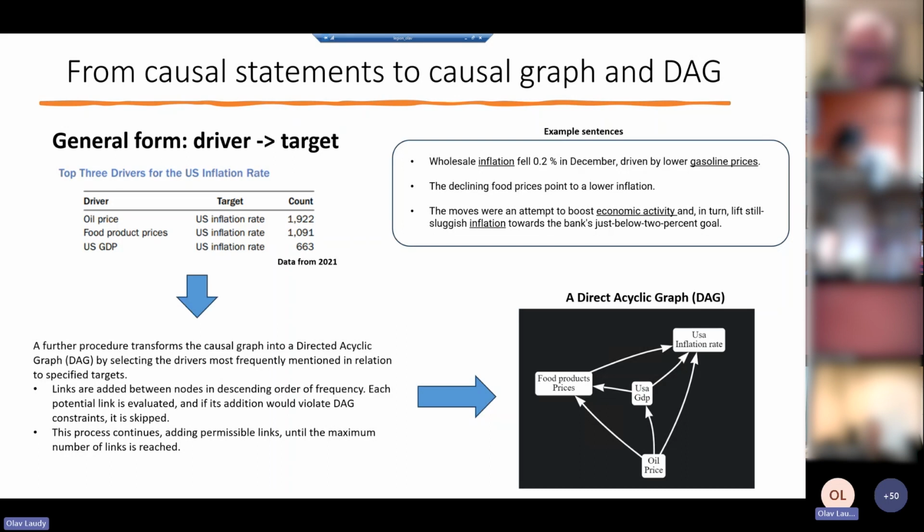So if you look in the graph on the right, you see that the most mentioned link goes from food product prices to USA inflation rate and not the reverse. Concluding here, the message from this slide is we start with structured records in a database in the form of driver-target pairs, and through a small heuristic, we end up with a directed acyclic graph.